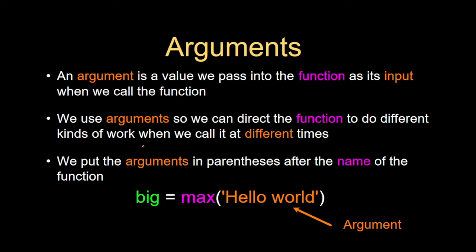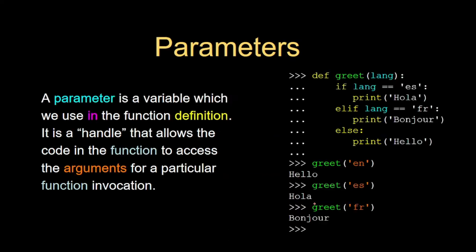So we use arguments so we can direct the function to do different kinds of work when we call it at different times, because of the calling arguments, passing arguments. We put the arguments in parentheses after the name of the function, like this: big equal to max of hello world. Inside the parentheses is the argument. You can pass a number of arguments, 1, 2, and n, based on your problem. Let's see here. A parameter is a variable which we use in the function definition. It is a handle that allows the code in the function to access the arguments for a particular function when we invoke that function.